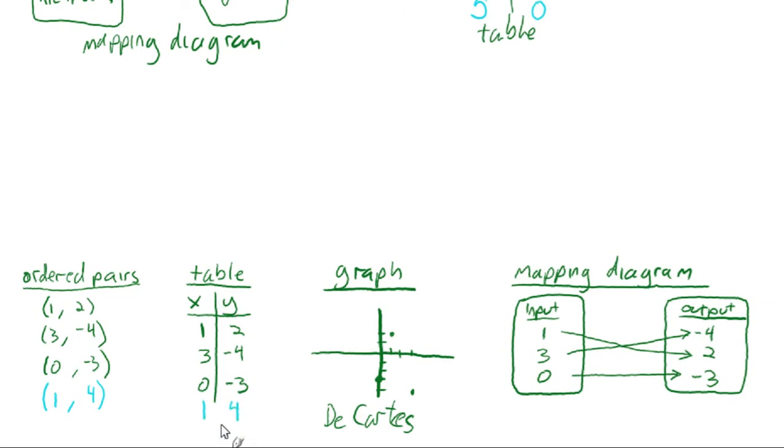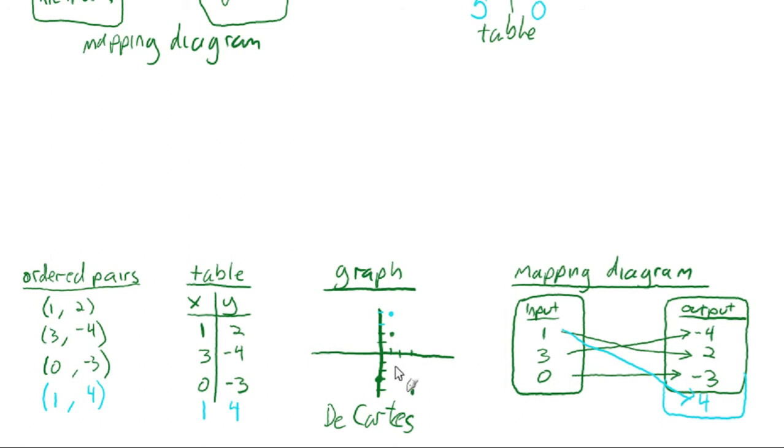Okay, so that's how we do it in a table. Let's jump over to the mapping diagram real quick. We would just have to extend this out, put a 4 here, and draw another arrow to 4. And there we go. Okay. Now on a graph, this is something called the vertical line test is going to come out of this. So 1 went to 2, and now it's also going to go to 4.